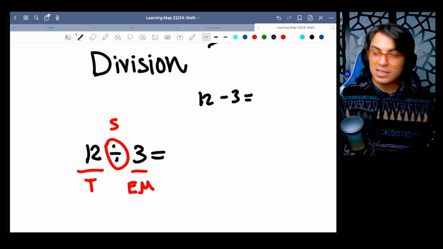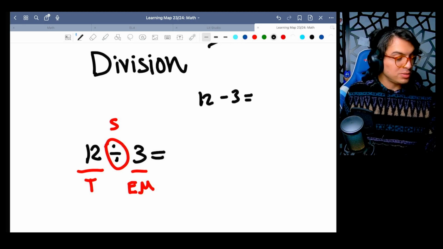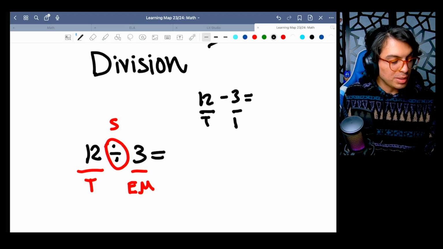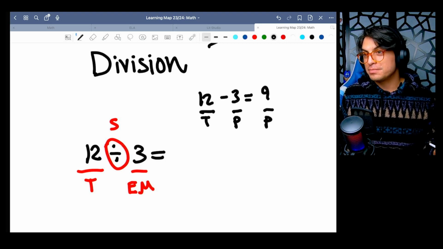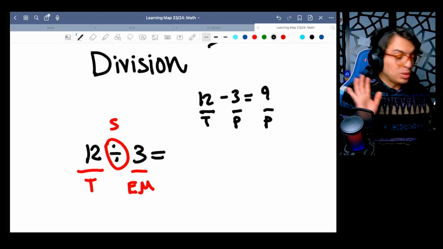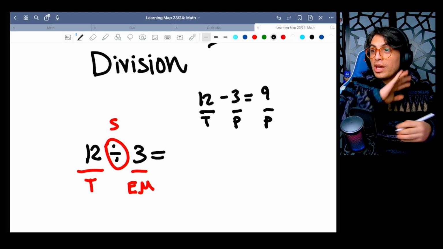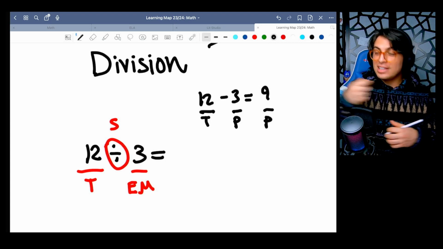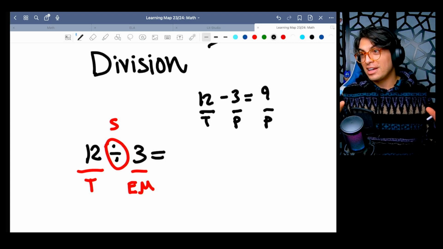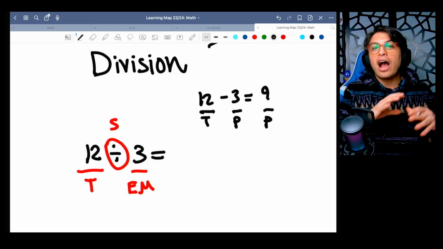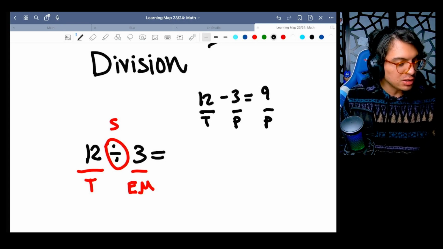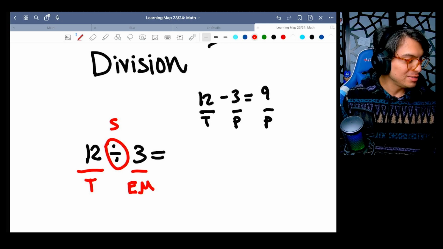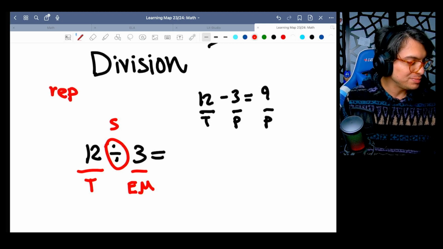Except with subtraction, we take away once. We have our total, we take away part, and what we're left with is a smaller part. And we're done. But with division, we're going to take away again and again and again until we have nothing left, because we're trying to see how many equal measures I can make. And we call this whole process repeated subtraction. Wow. So glad you remembered that.